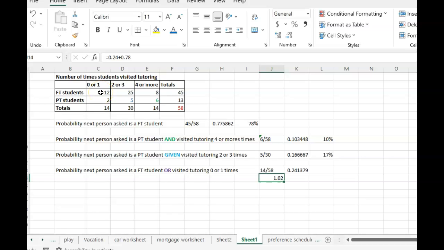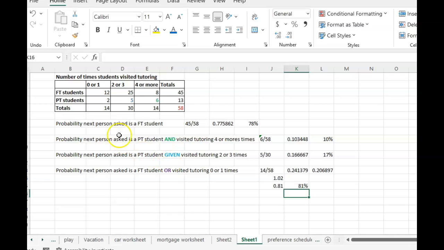So now we need to subtract from this total the probability of being both a full-time student and 0 or 1. So that would be our 12 divided by 58. So let me do that right here. Equal 12 divided by 58. And that gives me 0.21 if we round to 2 decimal places. So I need to subtract that from this total. I'm going to take that total and I'm going to subtract 0.21, and that gives me 81%, or 0.81.